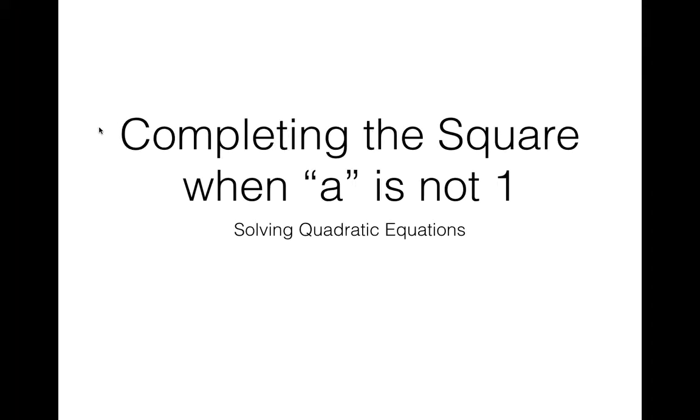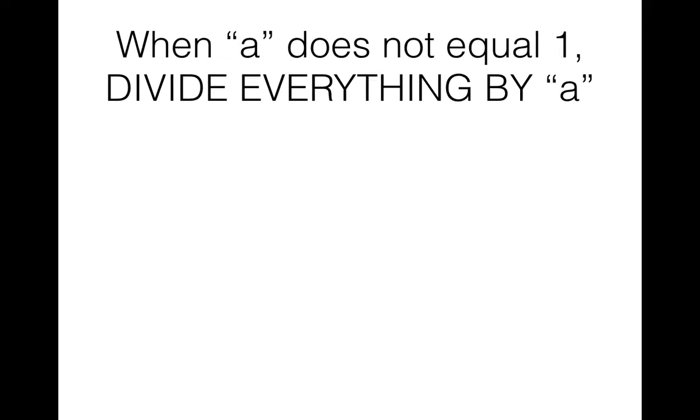This video is about completing the square when a is not 1. So if we're trying to solve a quadratic equation and we don't have the leading coefficient equal to 1, if it's 2x squared or 3x squared or 4x squared, something like that, how do we complete the square? That's what this video is about. How do we solve that equation?